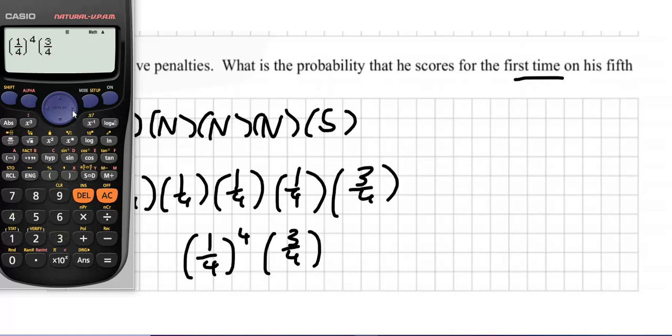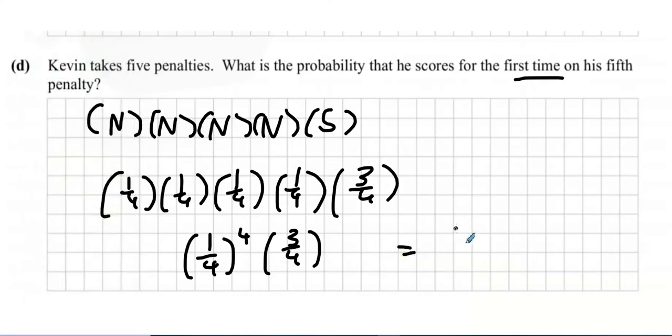Okay, so you multiply the 2 of them by each other, and you get 3/1024. Once again, I'll be aware that this is the correct answer, okay?